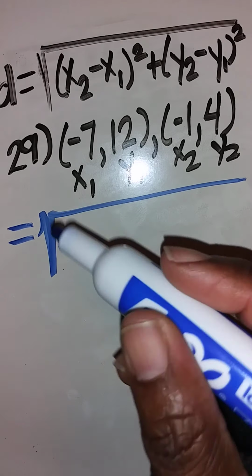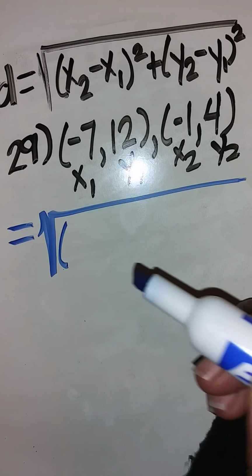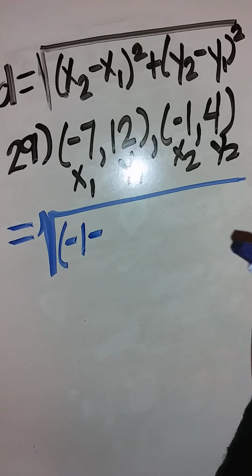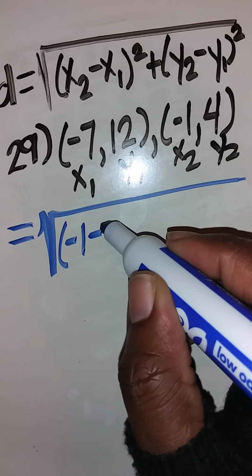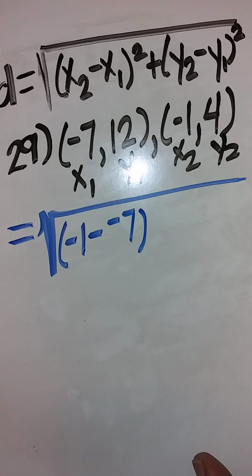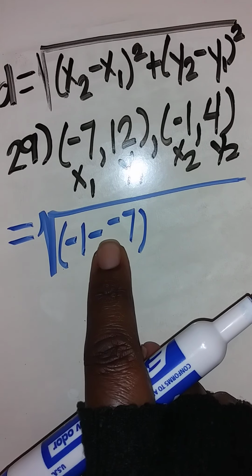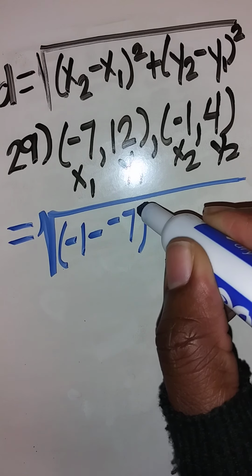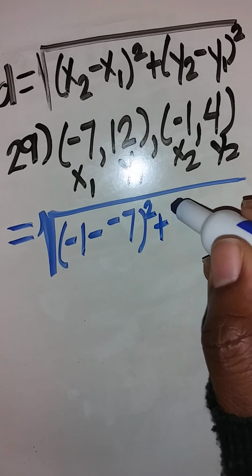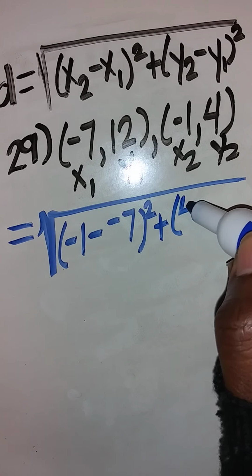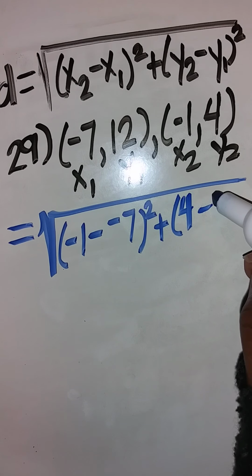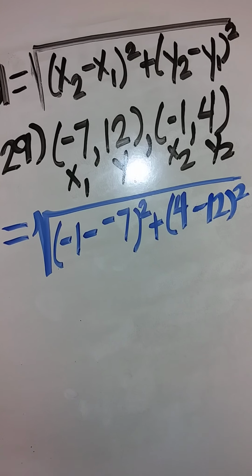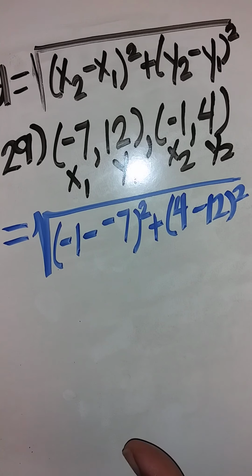It's super easy. So we have x2, which is -1, minus sign, and then x1 is -7. If you don't like the way that looks, we know 2 negatives make a positive. So you could have said -1 plus 7 and just got rid of the sign. Square it, bring down that plus sign, and then y2 is 4, minus my y1 is 12, and then you square that.